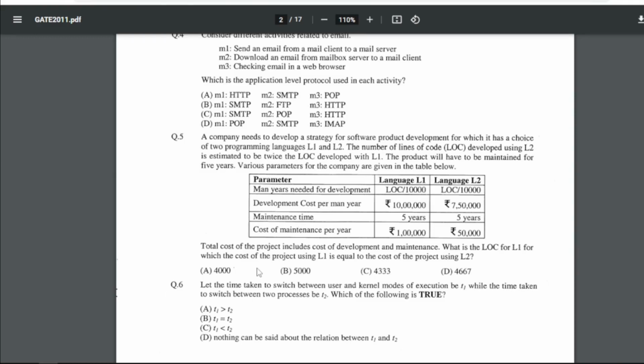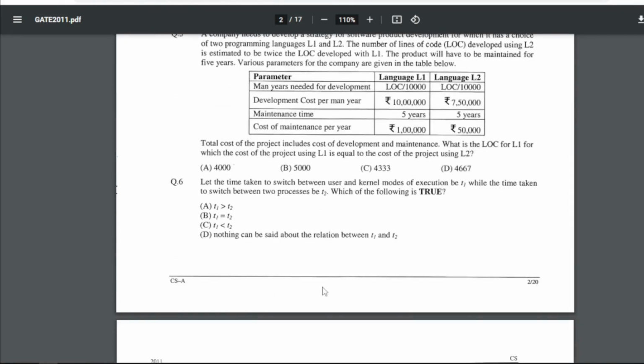Total cost of the project includes cost of development and maintenance. What is the LOC for L1 for which the cost of the project using L1 is equal to the cost of the project using L2? So for question number 5, our answer will be B, that is 5,000.